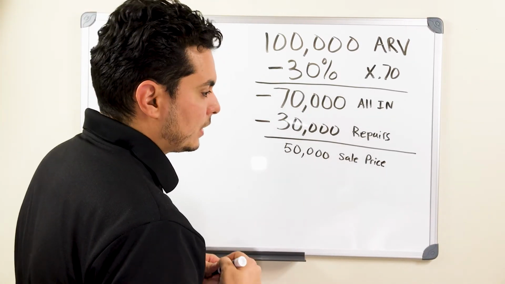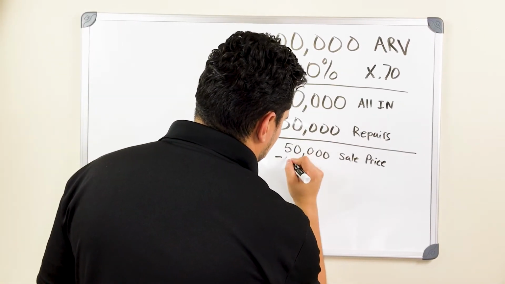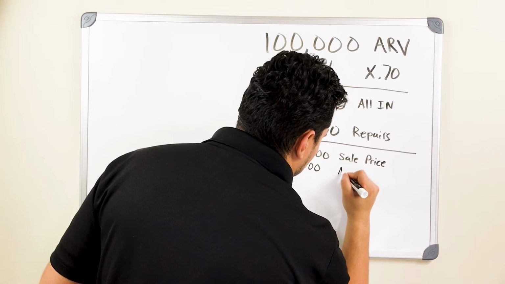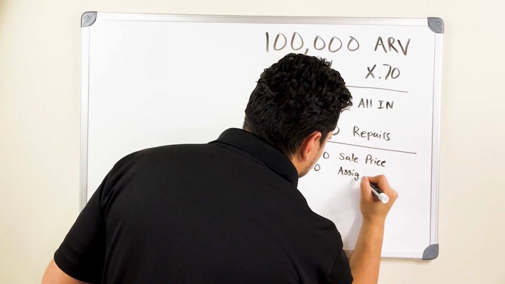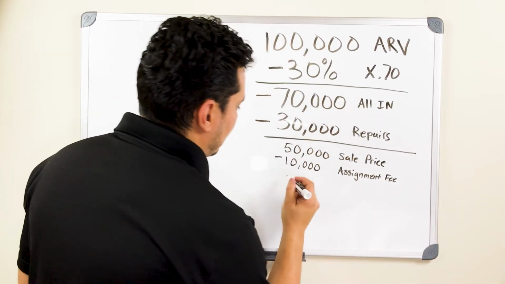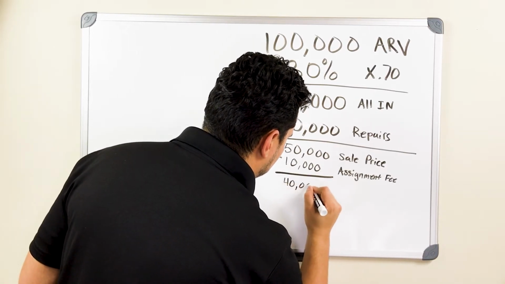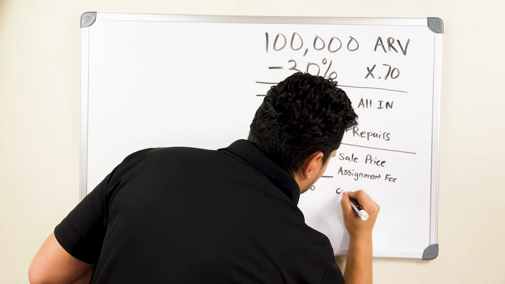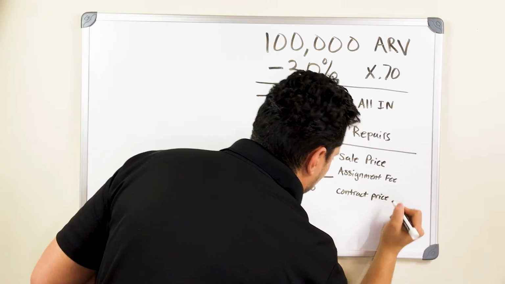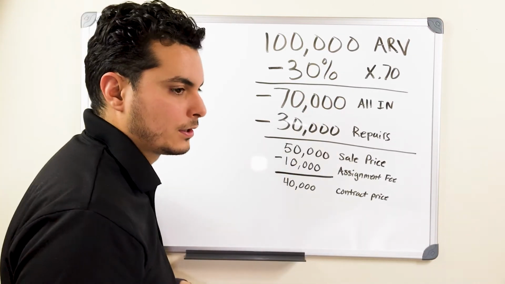So out of this, of course, you're going to have to subtract your assignment fee. How much do you plan to make? Typically, you want to make at least 10% of whatever the ARV is. So this is your assignment fee, which brings you down to a contract price of $40,000. So this is where your contract has to be at in order to make this work.